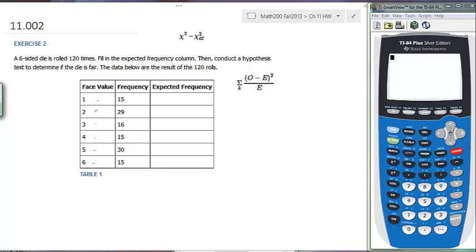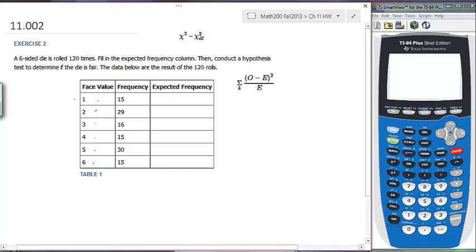Well, if this is a fair die, then each of these would have a probability of 1/6. And so if each has a probability of 1/6, we should expect the outcomes to be generally the same. Out of 120 rolls, with 6 possible outcomes, all equally likely, we should get our expected values to be about 20.